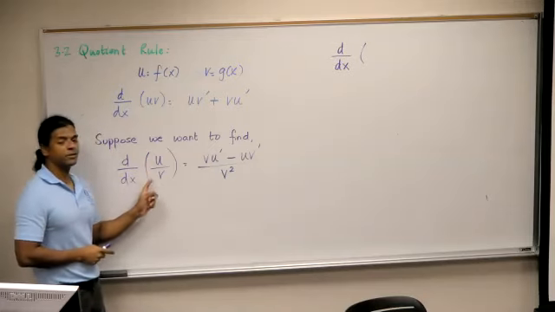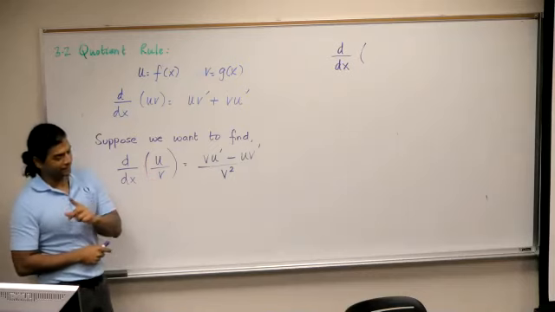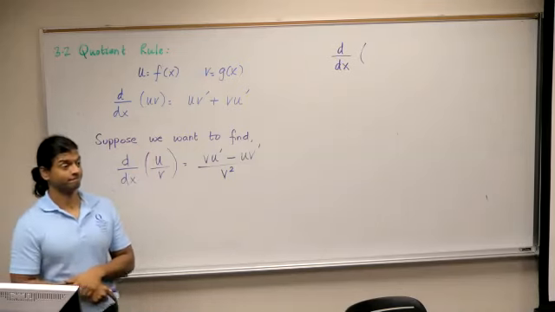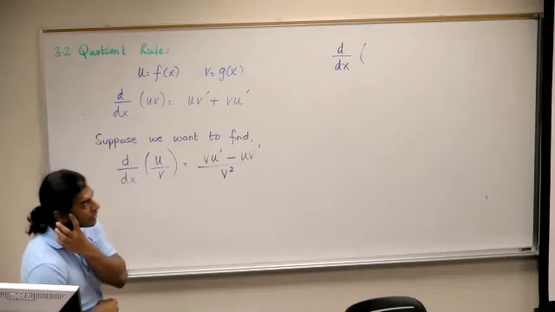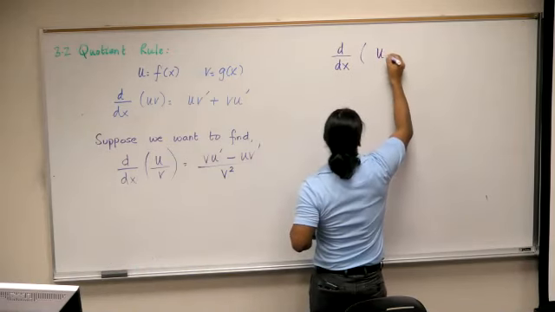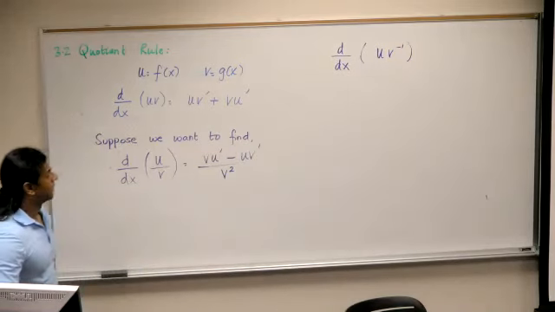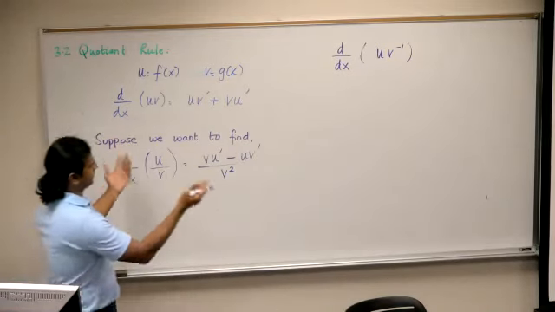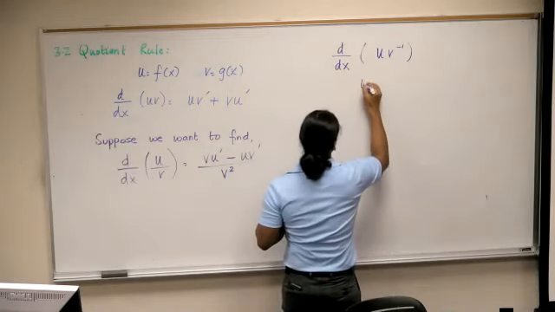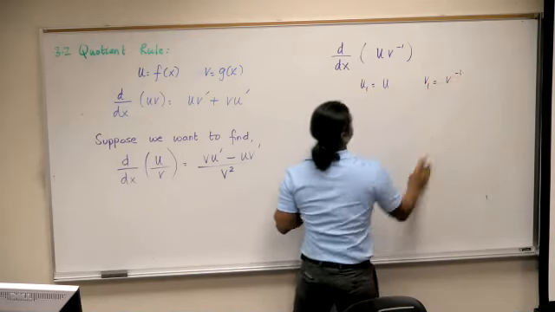So I have u divided by v, but I want to use product rule and find its derivative. So how do I go from here to a product? You can set v to the power of -1, and that will put v in the denominator. Now I don't want to use another u, v again, so I'm going to call u1 the u and v1 as v inverse.